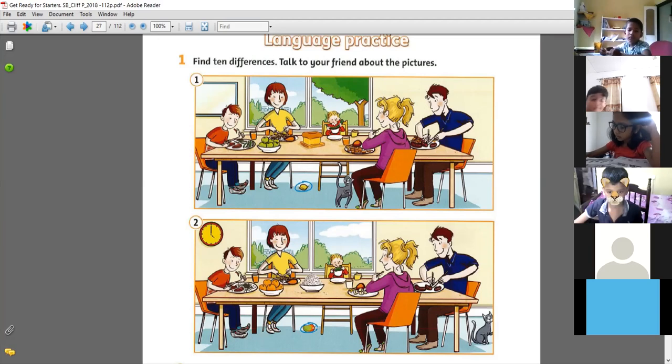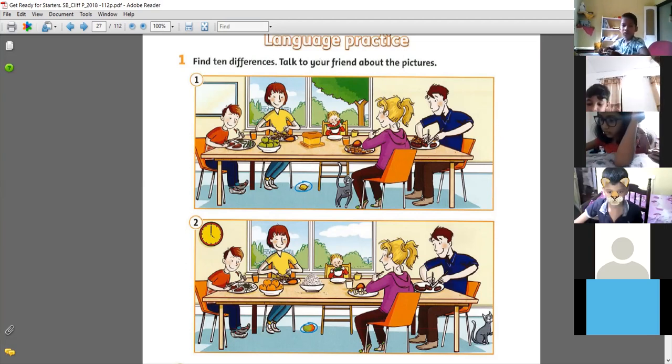Here, what you want to do, you want to talk about two pictures. That is why the teacher said to listen carefully. In the first picture, there is a board on the wall, but in the second picture, there is a clock on the wall. Now you can see the difference.